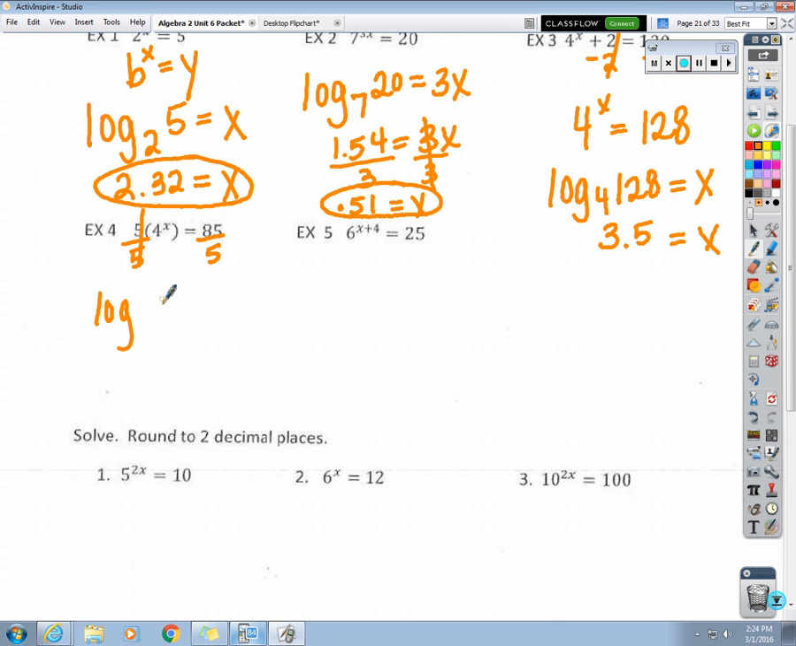So that becomes 4 to the x equals what? 17. Now that it's just b to the x equals y, now we're ready to rewrite it. So it'll be log base of equals, and now you just type it in. Log base 4 of 17. .04 is fine. That's why I said it's fine.